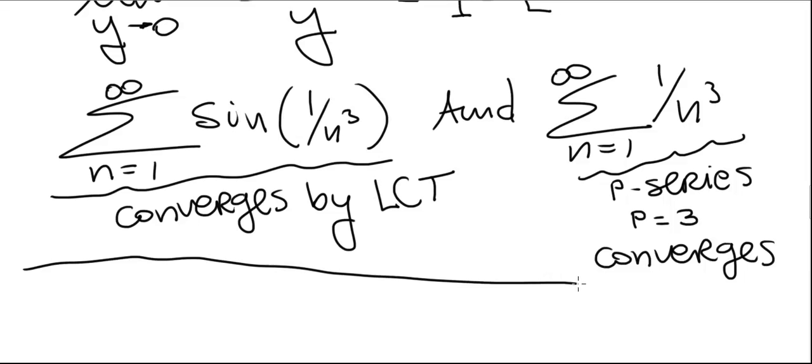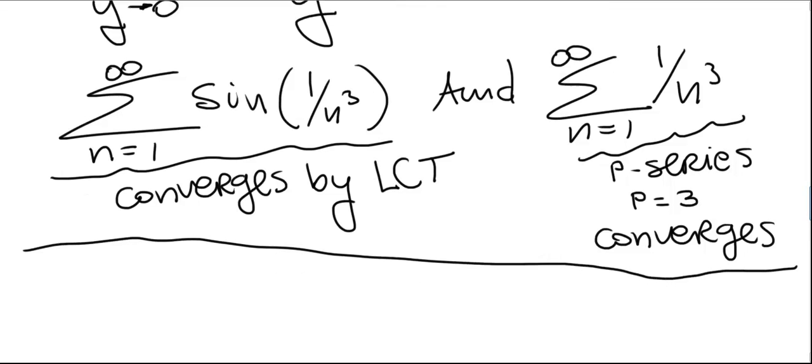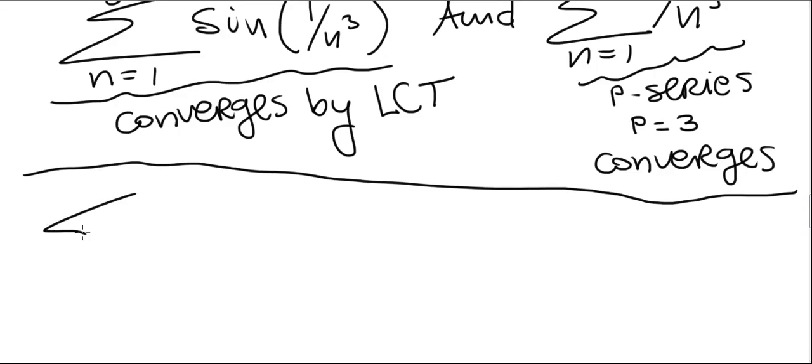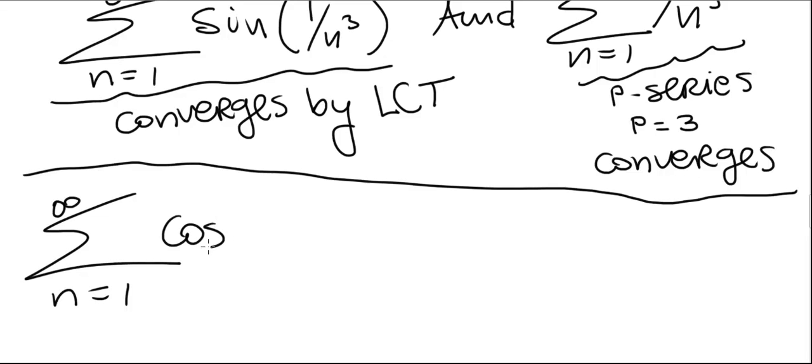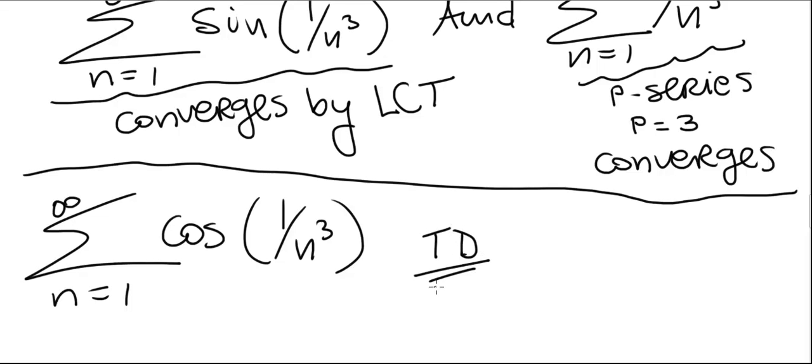Now let's look at a similar series, but the solution is quite different. So let's look at the summation n equals 1 to infinity of cosine of 1 over n cubed. Now, since we just saw sine of 1 over n cubed, we can immediately assume that we should also use the limit comparison test here, but that will not work. We should not forget to test for divergence. Let's apply it here as well.